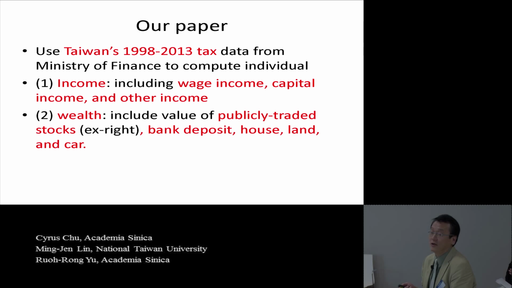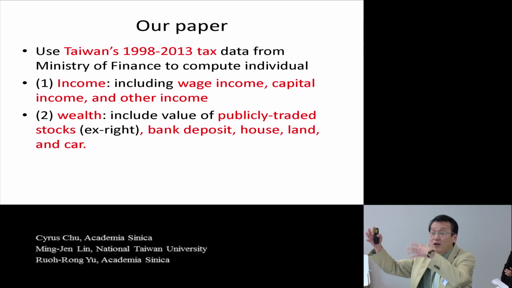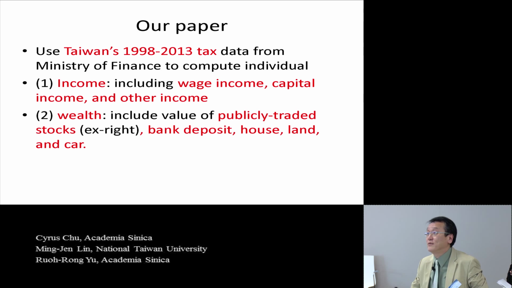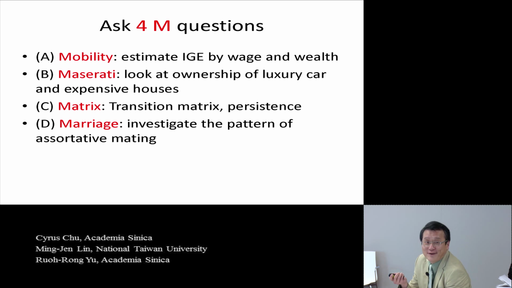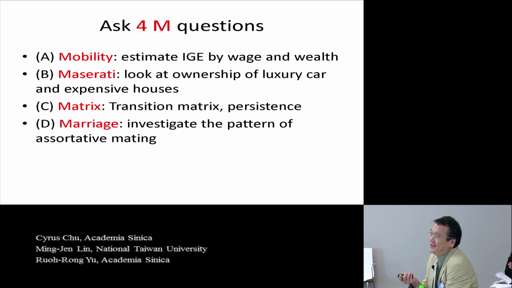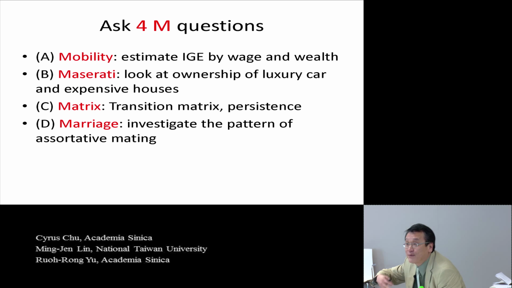So anyway, I have a big table summarizing a cross-country comparison, but not in these slides. Okay, for fun, I'm going to present four M questions. The first M is mobility, IGE. The second one is what kind of children will own the Maserati, that's M. The third one is to estimate the intergenerational transition matrix. The fourth one is assortative marriage, all from the tax-based data.